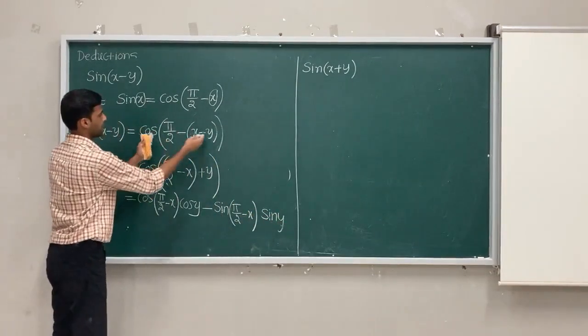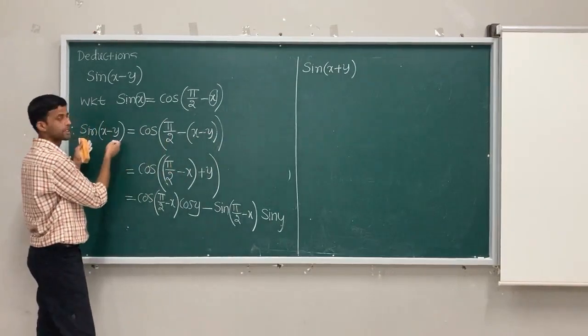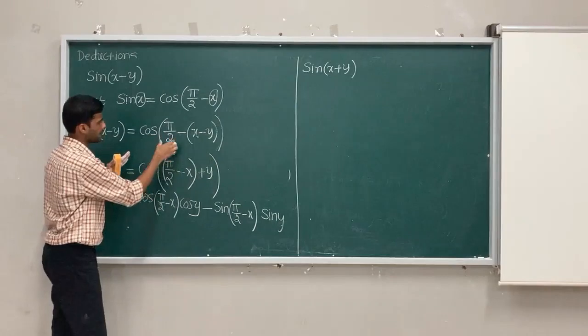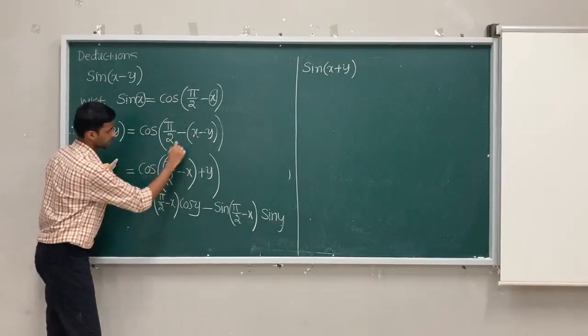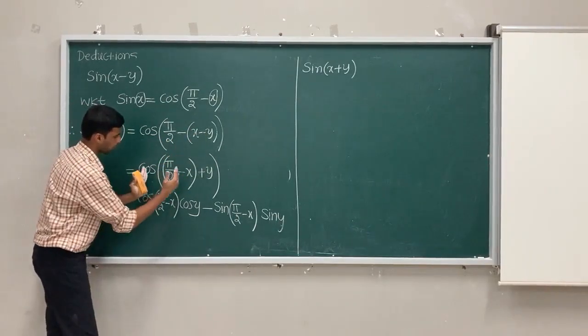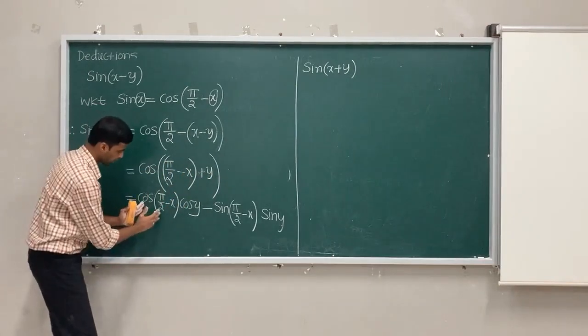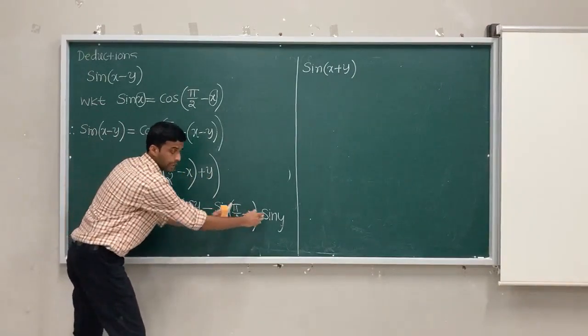First of all, I did this using a previous result. Sin of x is equal to cos of 90 minus x. Then I wrote pi by 2 as it is, minus x, which is minus becomes plus. It looks like cos of x plus y. In place of x we have pi by 2 minus x. Cos x cos y minus sin x sin y.